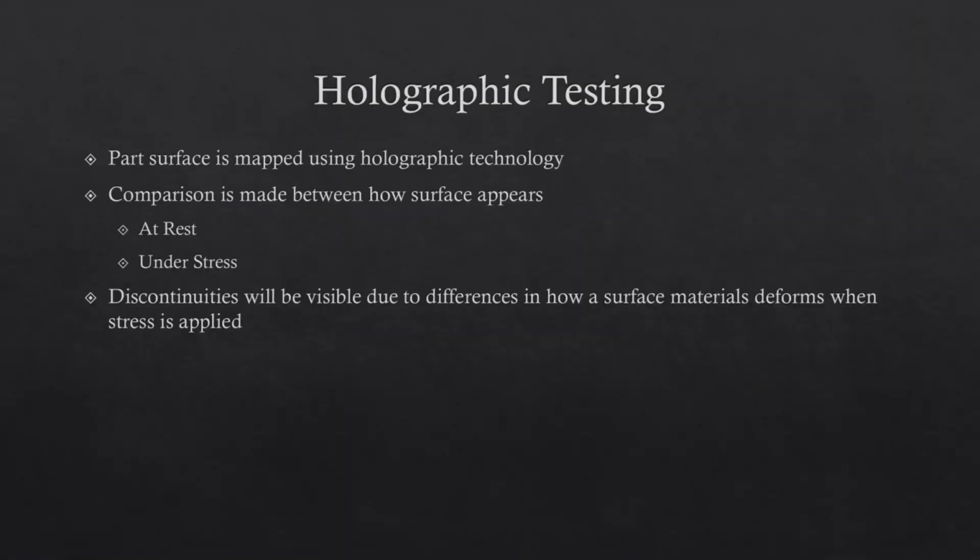So I'll start with holographic testing. With holographic testing, we're going to map the surface of the part. And that's kind of all 3 of these are actually going to be doing this. And what we're going to do with holographic testing is compare how that surface appears when it's at rest, or when it's just sitting there, and then when it's in a stress condition.